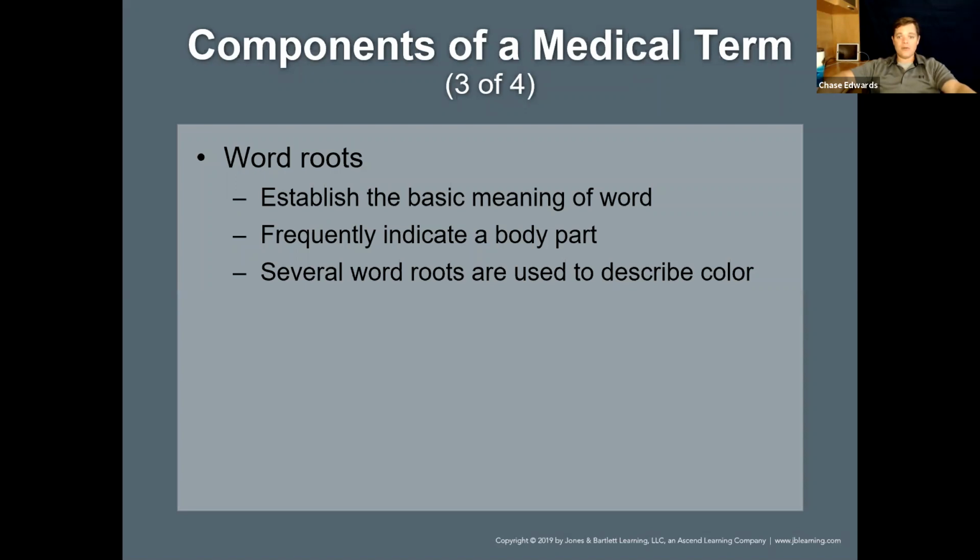Sear or siro, like cirrhosis, would be yellow, right? Melon, like melanoma, would be black. Melano, pink, no, black. Poly would be gray. Alb, like albino, would be white as well, like leuco is white.